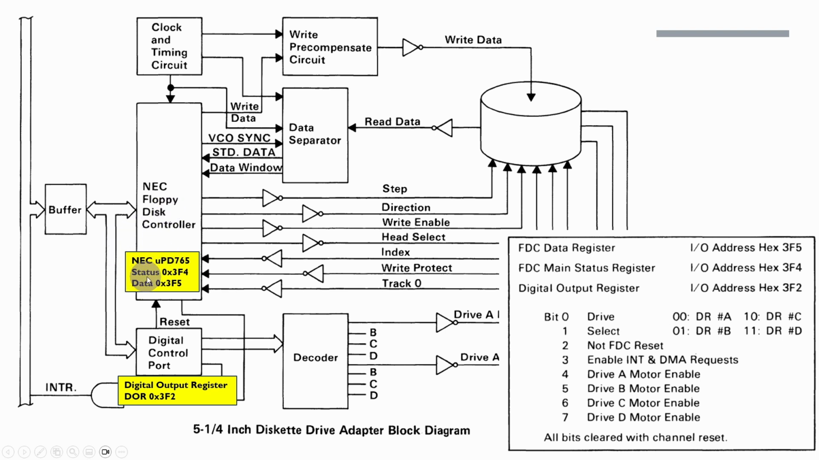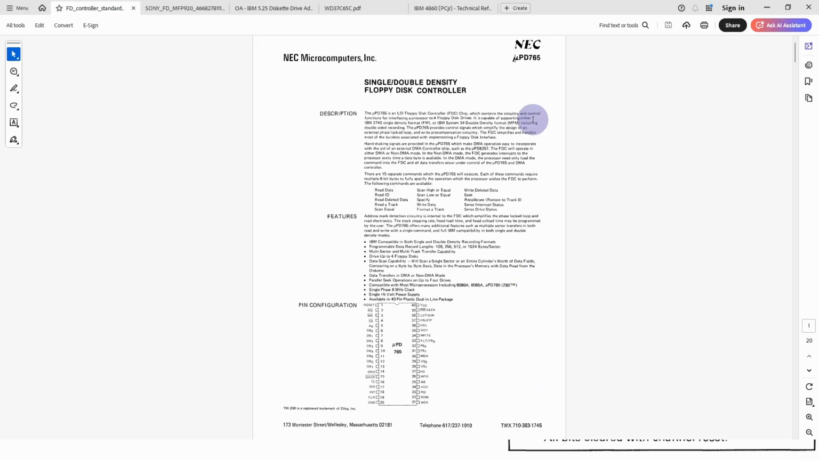This provided two ports, one for the status and one for reading and writing data. There was an additional port, the digital output register, and this handled things like selecting which of the 4 drives you wanted to control, enabling the motor, whether interrupt and DMA requests are enabled or not, and handling the controller reset. Now the NEC PD765 datasheet is the definitive guide on what commands are supported. So when we look into some of the various commands in the other data sheets, more detail will be included in this, and quite often those data sheets would reference this particular one.